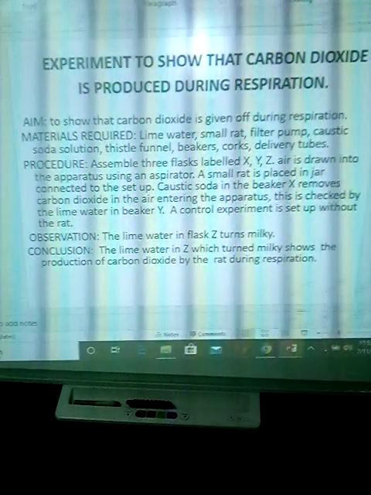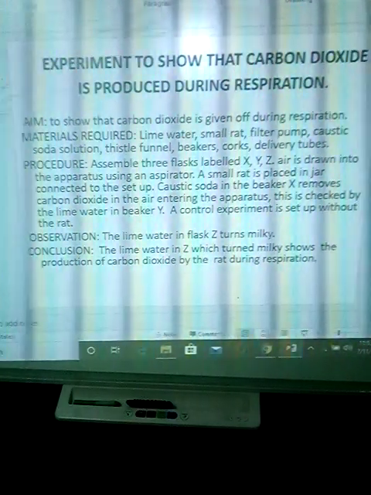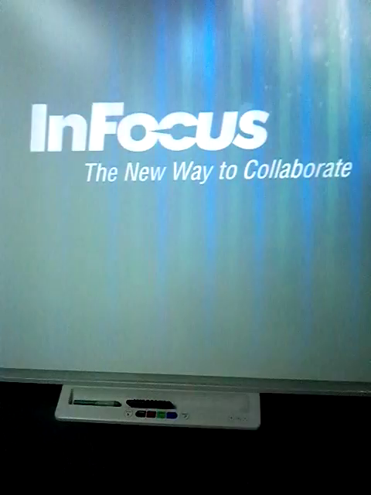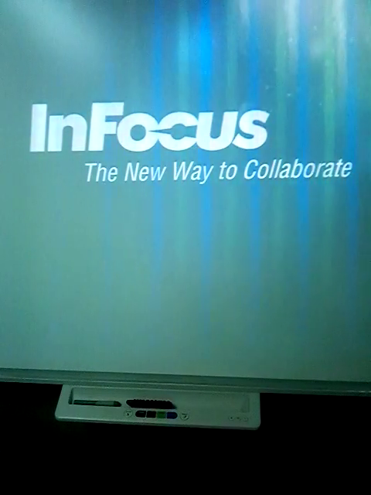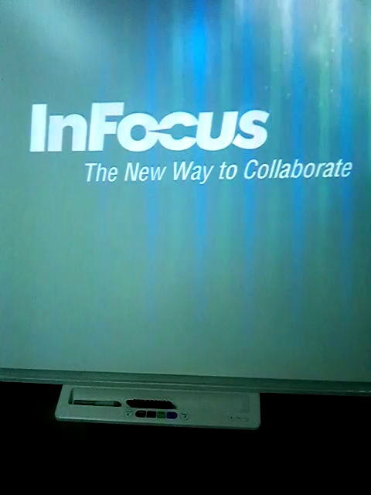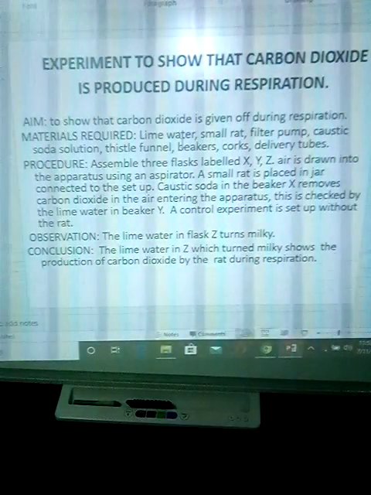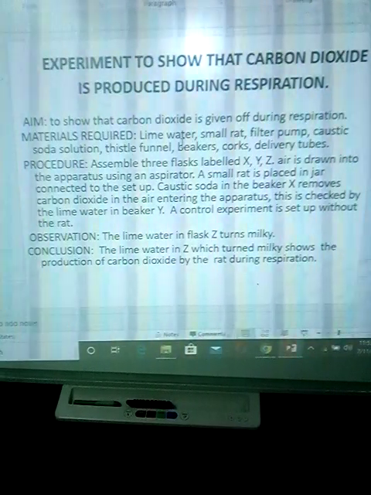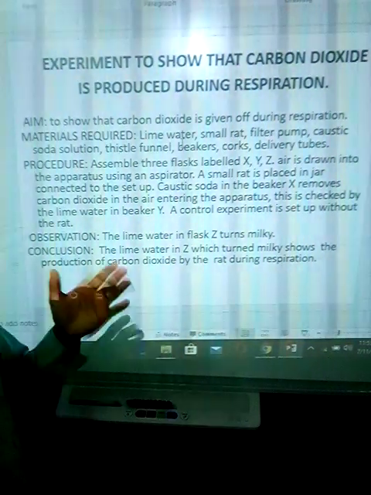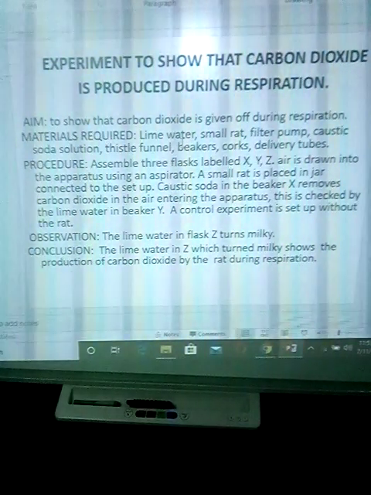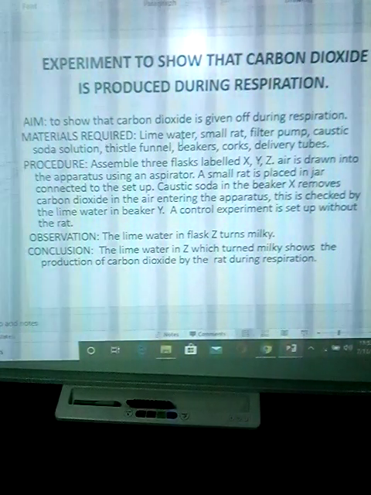Now we are going to narrate an experiment, okay, to show that carbon dioxide is produced during respiration. So in this case, the aim of the experiment is to show that carbon dioxide is given off during respiration. The materials required are water, small rats, filter pump, caustic soda solution, tissue funnel, beakers, corks, delivery tubes.